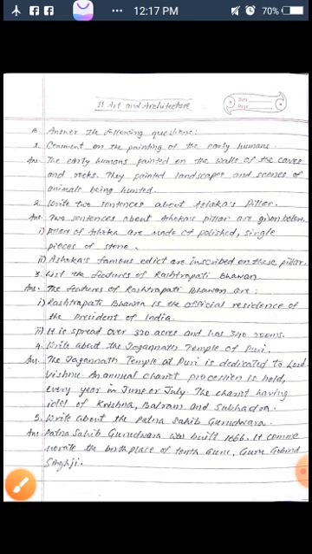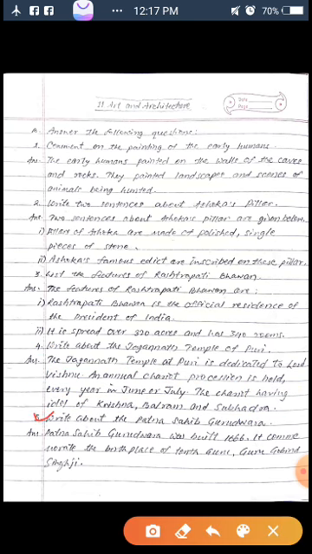Then question number 5. Write about the Patna Sahib Gurudwara. And the answer is that Patna Sahib Gurudwara was built in, here I forgot to write, you can write here, in 1666.